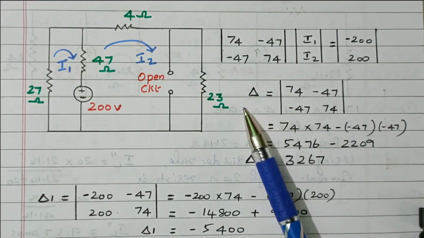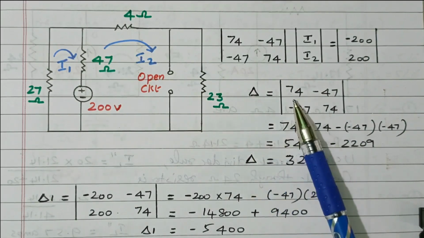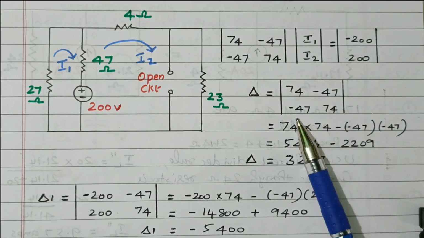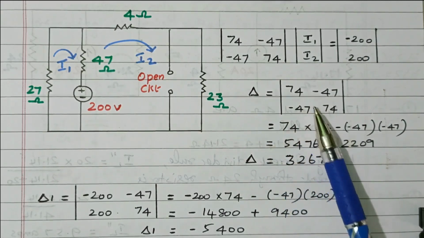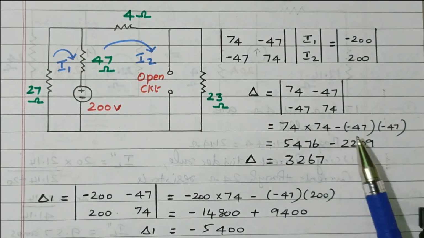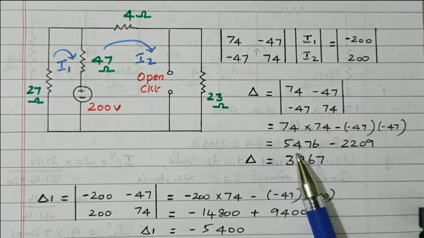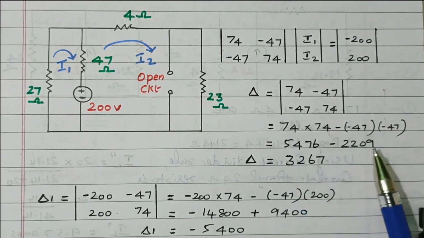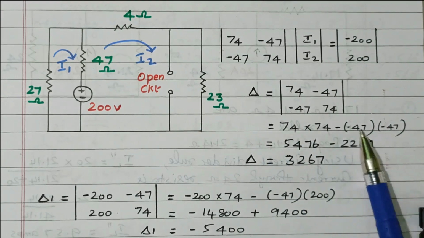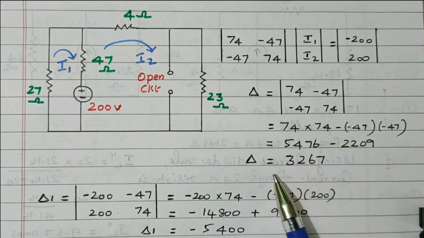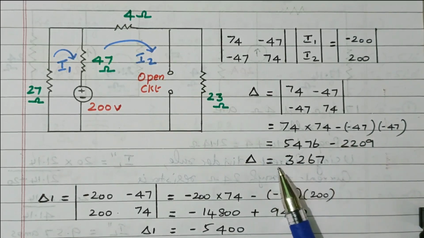The Kirchhoff's voltage law loop method is covered separately; separate videos are available. So this 74, minus 47, minus 47, 74 is the delta value. We need to find the determinant: 74 into 74 minus of minus 47 into minus 47. This value is 5476. This value is 2209, negative. There are three negatives, so finally negative only. So the delta value is 3267.